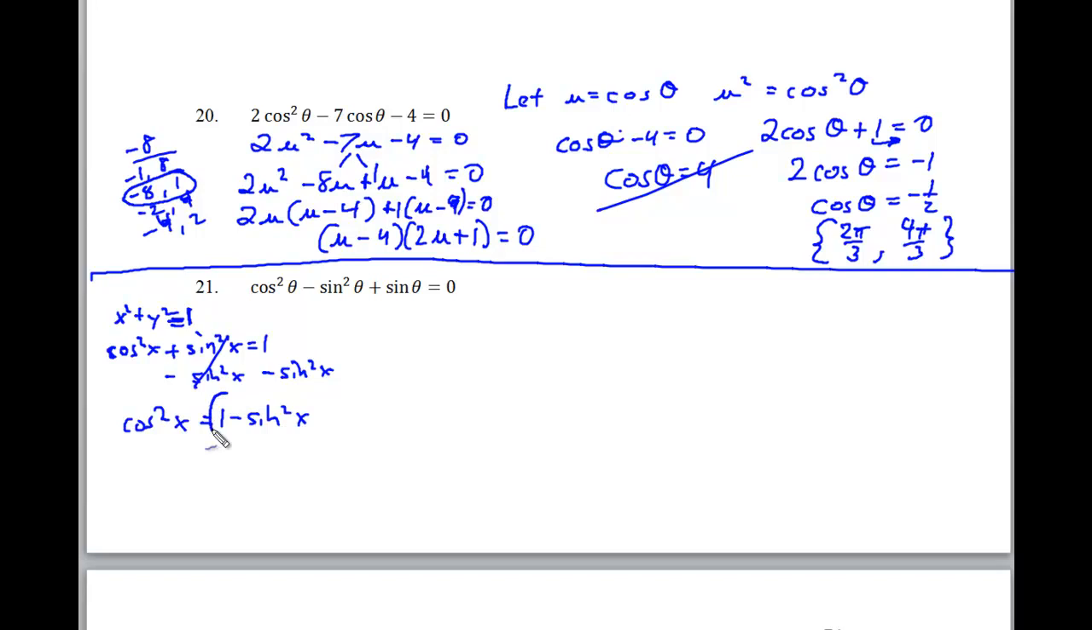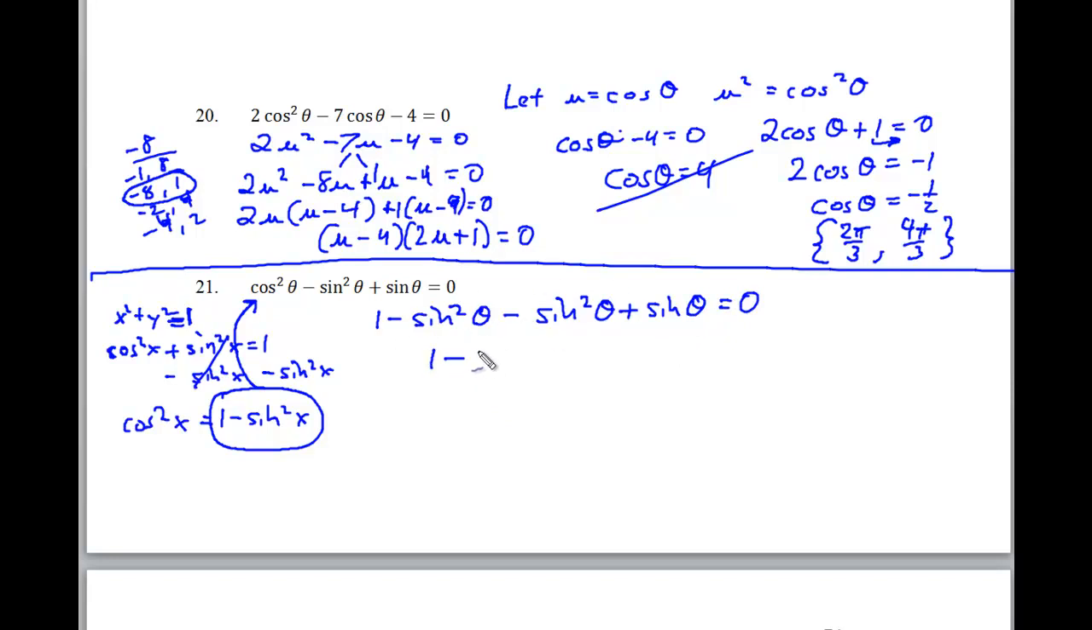Now what's cool about this is, we see what I just circled right there? Since cosine squared x is equal to this, I'm going to plug that in for this up here, and this will get my entire equation down to one trigonometric function. So I'm going to have 1 minus sine squared theta minus sine squared theta plus sine of theta is equal to 0. Now what this is going to give me is, I'm going to do some simplifying of like terms here.